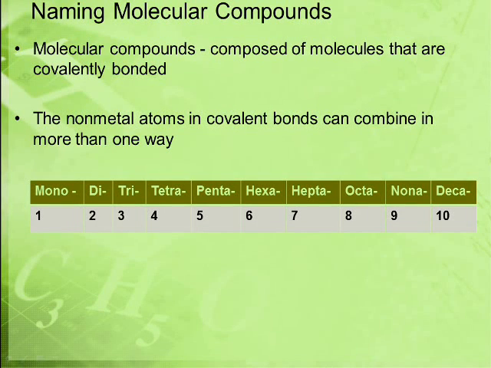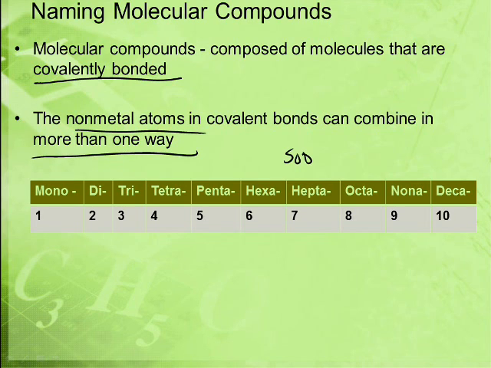Now we're looking at naming molecular compounds. Molecular compounds, remember, are those molecules that are covalently bonded. So we've just finished doing a lot on ionic bonding. Molecular compounds are actually much more simple, and it has to do with the prefixes, and with the fact that the nonmetal atoms in covalent bonds can combine in more than one way.